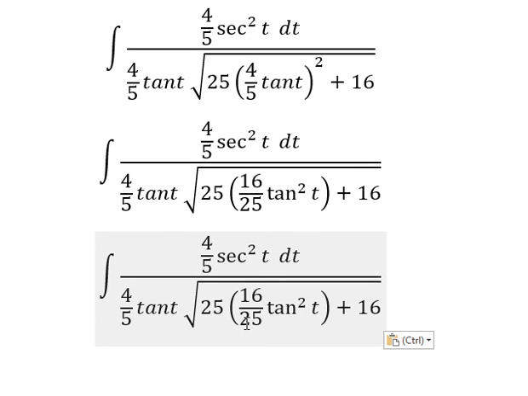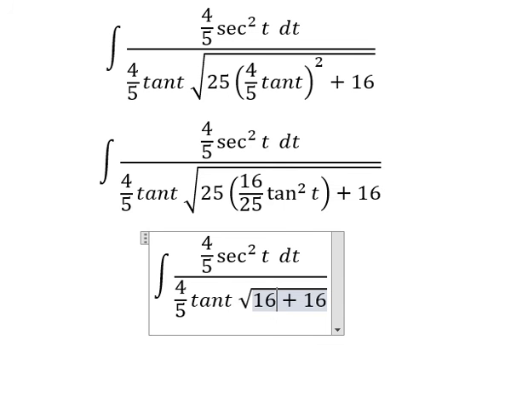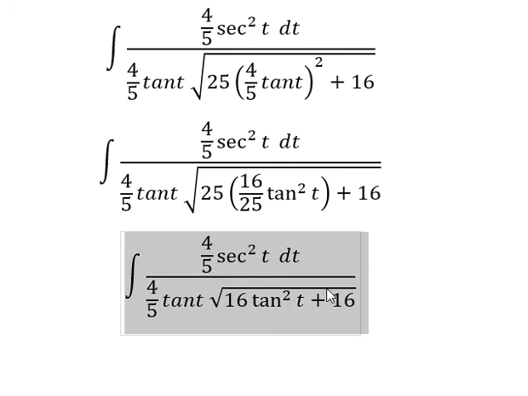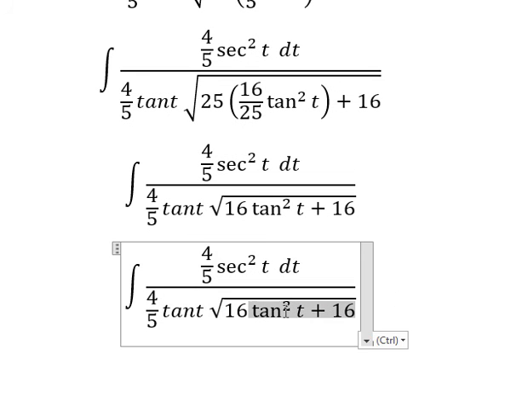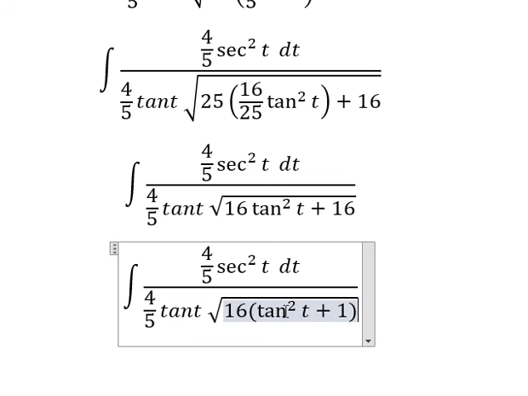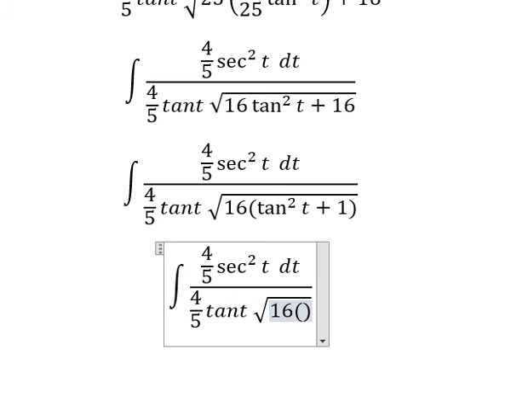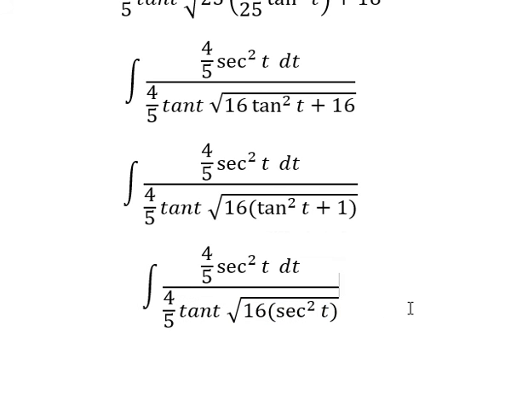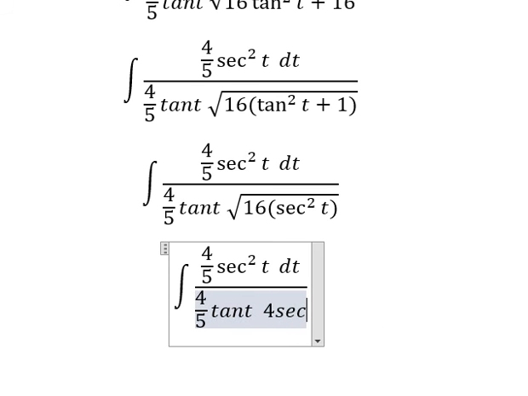The number 25, we cancel. The number 16, we can do factorization. This one you get secant of t squared. The square root of 16 secant of t squared, you get 4 secant of t.